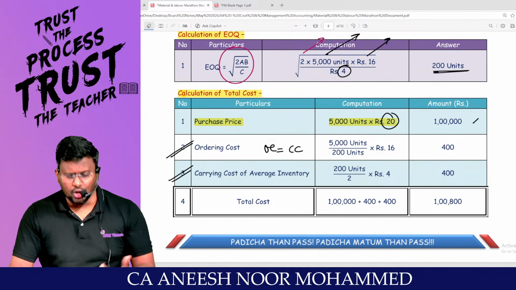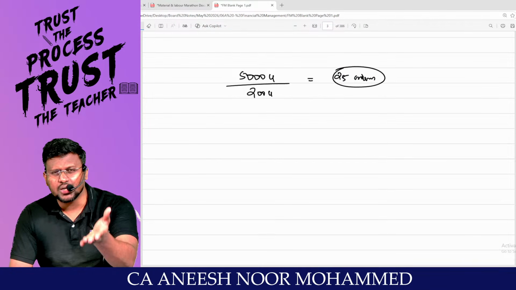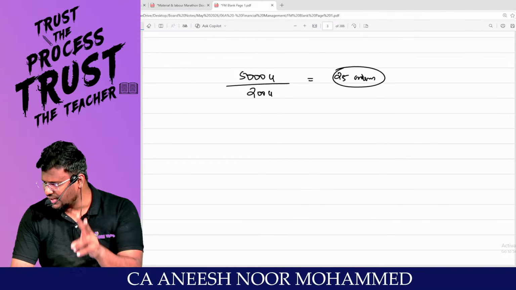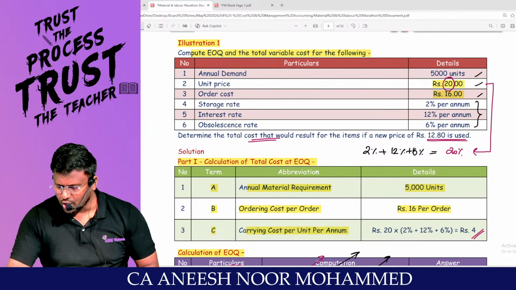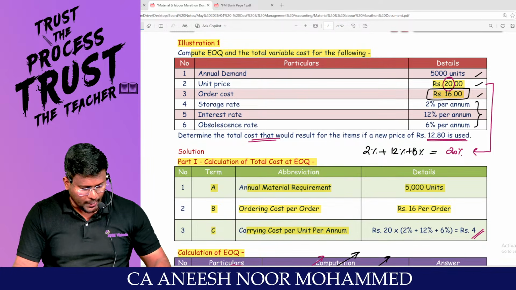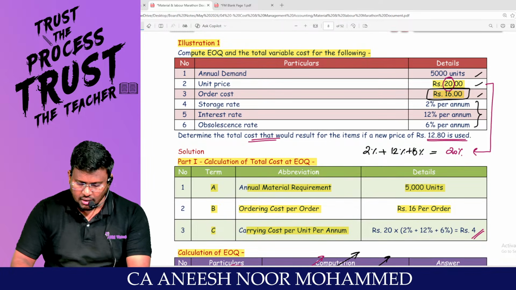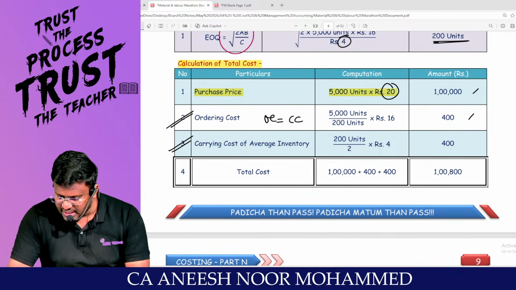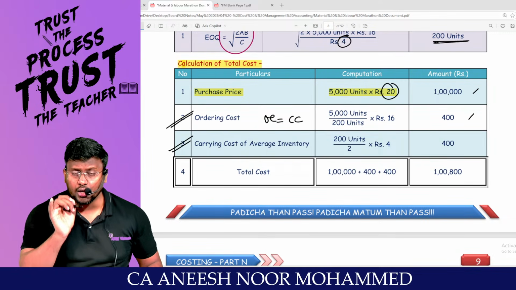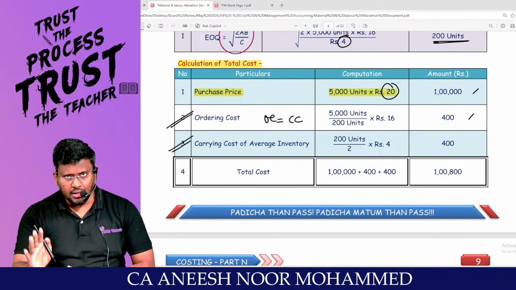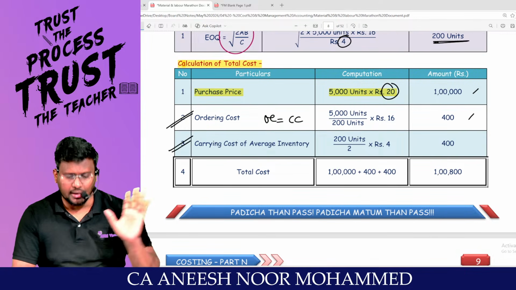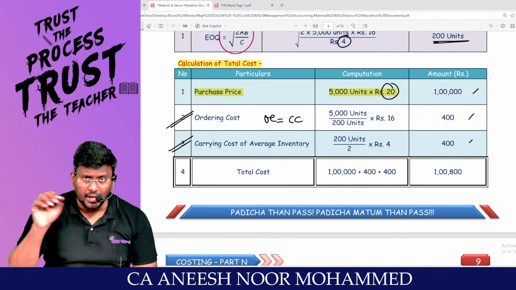Sir, ordering cost is nothing. Number of orders: just now you calculated 25 orders in a year. So 25 into what is the ordering cost per order? 16. So 25 into 16 comes to 400 rupees, the total ordering cost I will incur for a year. Likewise the same 400 should be the carrying cost also, but you have to calculate once again.